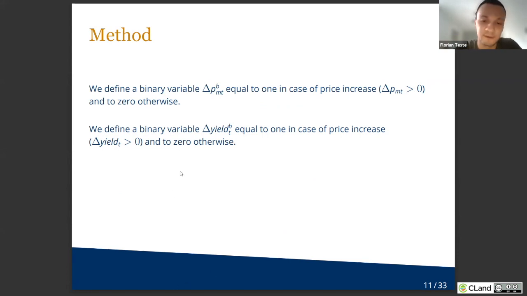Then we do the same thing for the yield. And these are the two variables that we want to predict. We want to predict the price variation and the yield variation. And we want to predict that using our leaf area index.